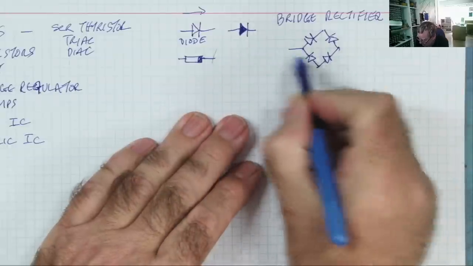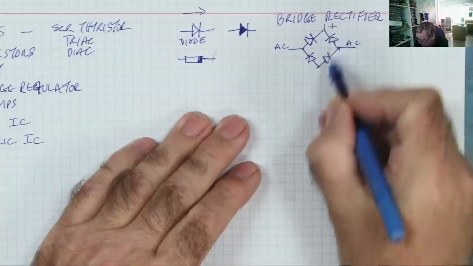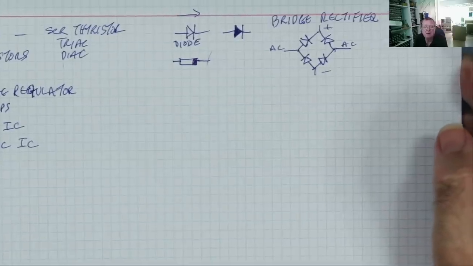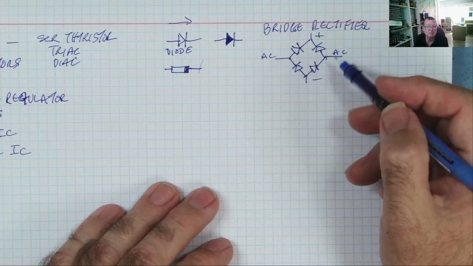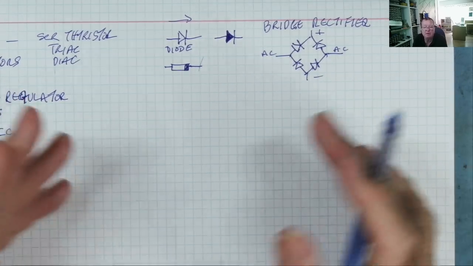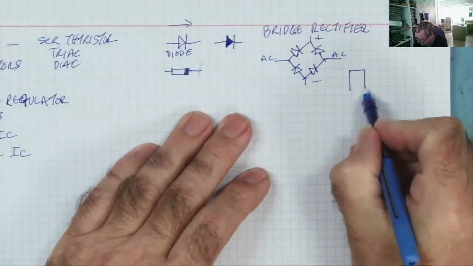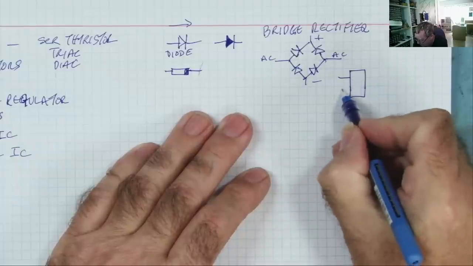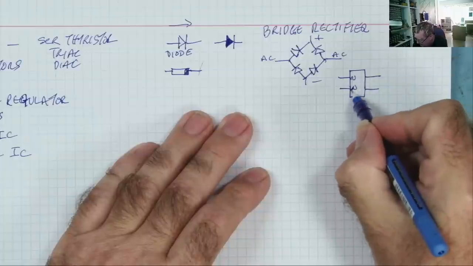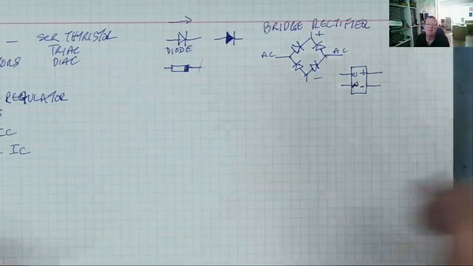So here we have two terminals, AC, AC, and here we have plus and minus. So that is a symbol in its own right, to be quite honest. Quite often on a schematic you will see this. It may be physically made up of four individual discrete diodes. It may be one encapsulated unit. And sometimes you will see a simplified version of this. So you will see a bridge rectifier like so, just a box, AC, AC. That's supposed to be a little sine wave, by the way, plus, minus. So you will sometimes see that as well. These are bridge rectifiers.